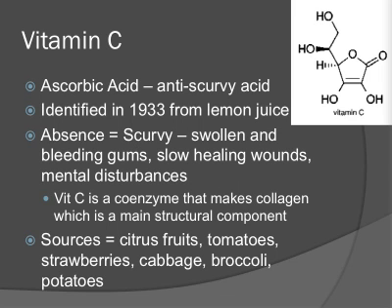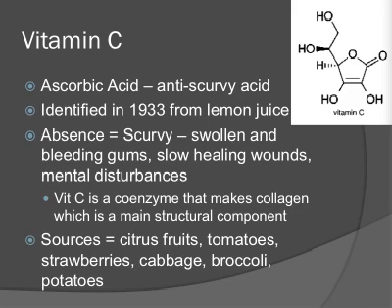Okay, moving on to the next vitamin. This would be vitamin C. This is called ascorbic acid, and sometimes it's called the anti-scurvy acid. Scurvy was the one I was just talking about with the sailors. This was identified in 1933 from lemon juice, and if you have an absence of this, it can cause scurvy, which is swollen and bleeding gums, slow healing wounds, and mental disturbances. The reason that it causes all this is because vitamin C is a coenzyme that makes the enzymes in our body work in producing collagen.